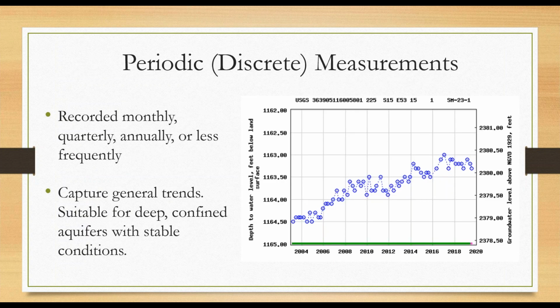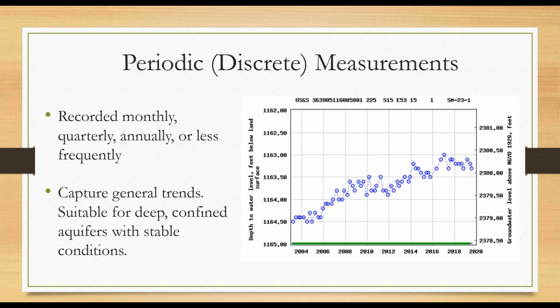So something to consider. We call periodic measurements or discrete measurements. These are those manual measurements that you take, you show up at the site, you open the well, and you take a water level measurement manually with an instrument. And we'll talk about some of the instruments that we use. So you can record these monthly, quarterly, annually, or less frequently. For example, we have studies that will do potentiometric surface maps and changes of water levels over time, and they may go out once every year, once every 2 years to get that snapshot of water levels.